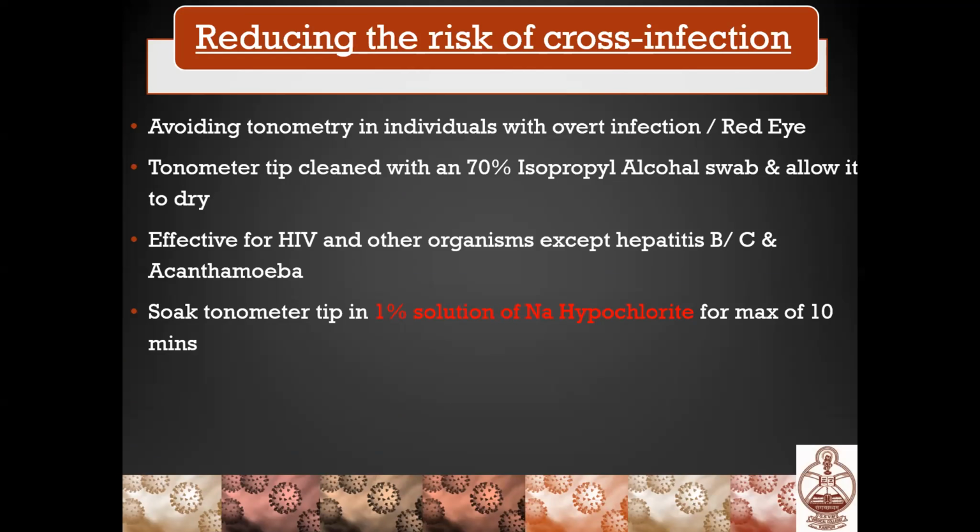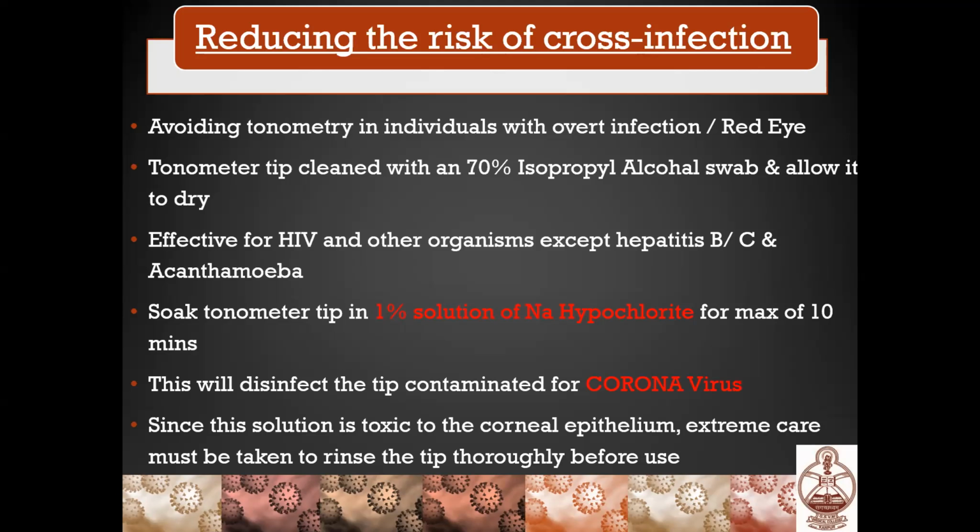Besides this, you can soak your tonometer tip in a 1% solution of sodium hypochlorite. It is important not to dip the tip beyond 10 minutes because it is corrosive and will damage your tip. So keep it within 10 minutes. Then remove it, clean it thoroughly and let it dry, because if it does not dry, it is toxic for the corneal epithelium, and therefore you need to rinse the tip thoroughly.